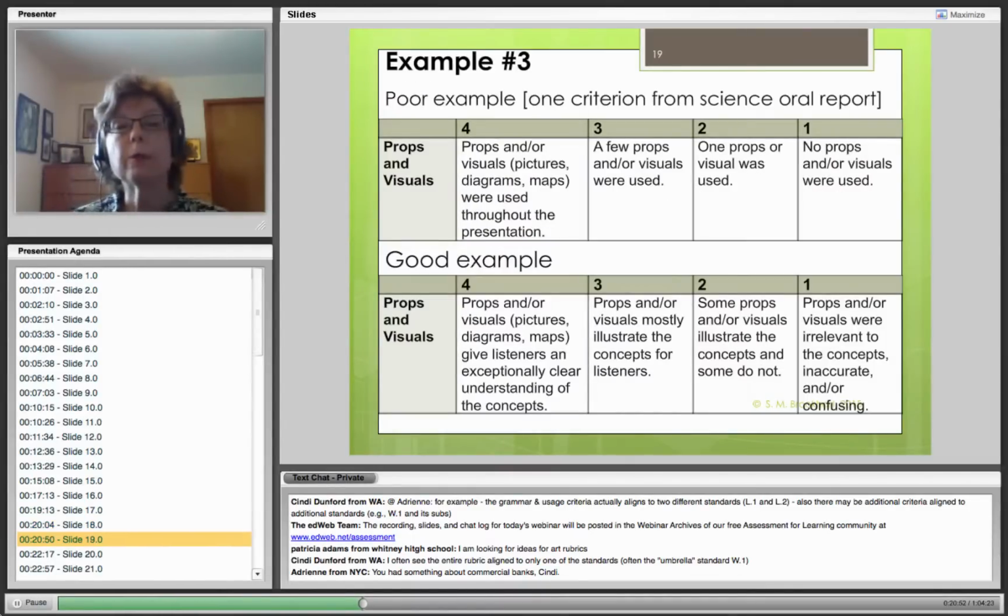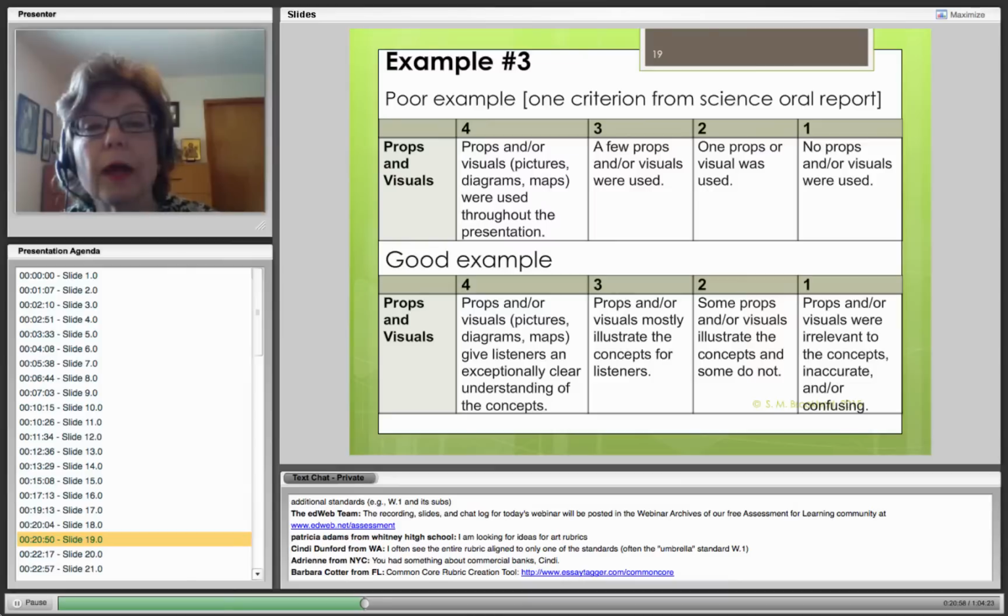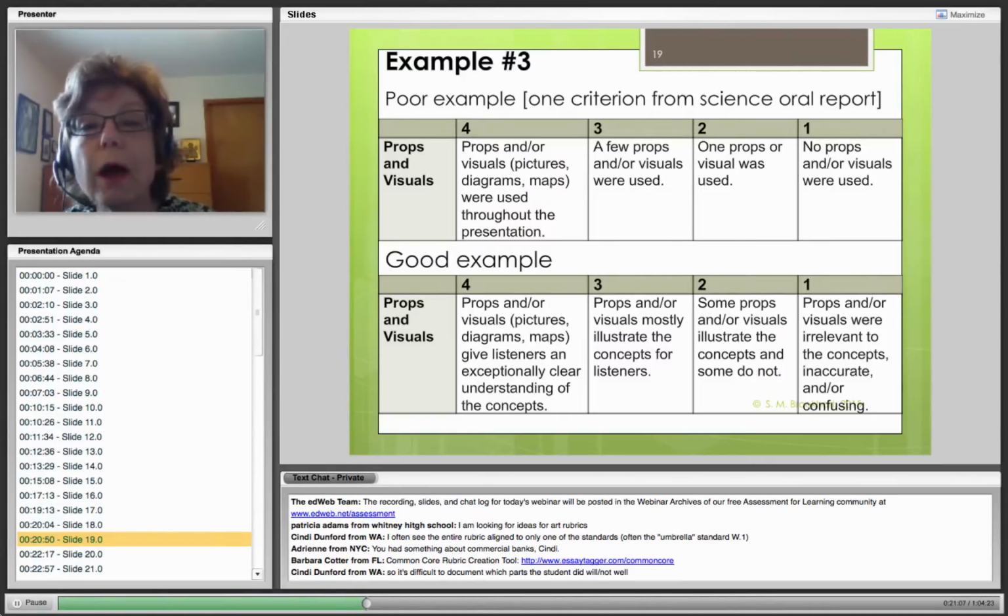And here's one more example of a poor and good comparison. The top one as the first example simply counts things. So what if a kid comes and does a George Washington report and wears his Mickey Mouse ears? He used a prop.